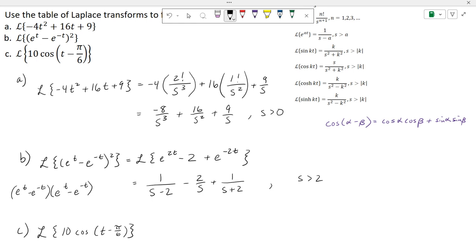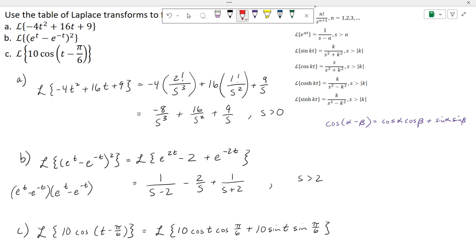Okay, so let's do that within our Laplace here. So I got the 10 hanging out front. Don't want to forget about that. It's going to be 10 cosine of t times cosine of pi over 6 plus sine of t. And don't forget about the 10. We got to have the 10 on everything. So right there. Sine of t sine of pi over 6.